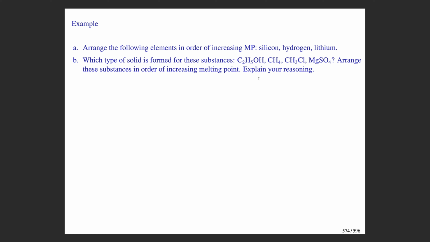Okay, so the next highest melting point is going to be the ethanol, and the lowest one is going to be the methane, and then the methyl chloride we would expect to be in between methane and the ethanol.